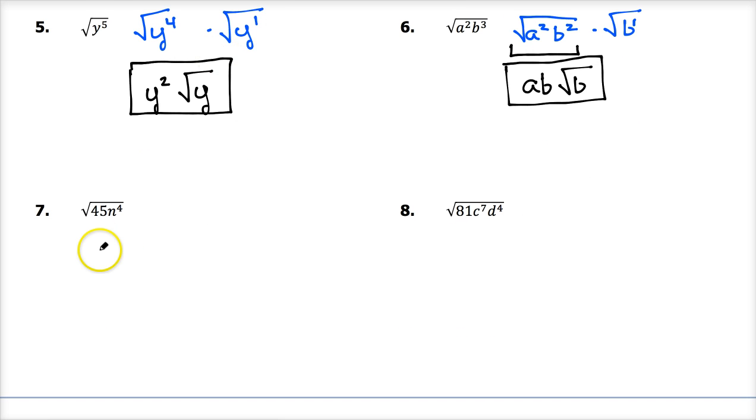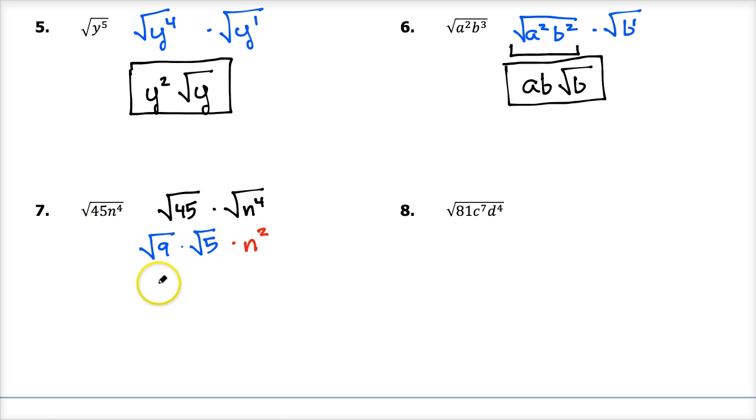Okay, for number 7, I have radical 45 n to the 4th. So I'm going to split this up into the number part and the variable part just so you can see what I'm doing here. We already know how to simplify radical 45. I need to think of a perfect square that goes into 45, and that would be 9. So I can make this radical 9 times radical 5. But radical n to the 4th, that's an even exponent, so I can just simplify that down to n squared. So now I have radical 9, which is just 3, times radical 5 times n squared.